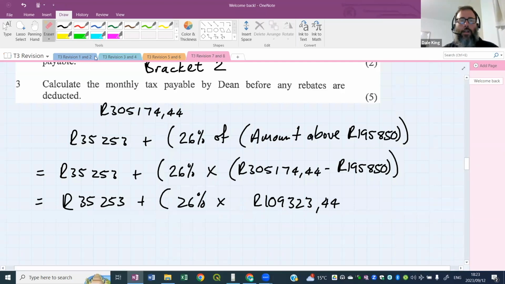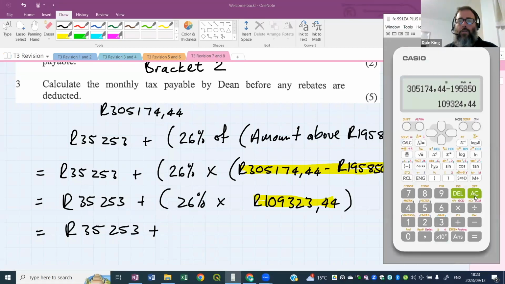Now, you don't need brackets. Brackets aren't going to make a difference here now. So I'm going to take that bracket away. So that's where we are. This part of the calculation gives us this value over here. Just for everyone to follow. And then we're going to move down. Now we need to take 35,253 and add on 26% of this value here. So I'm just going to do that now. 26%, as you all know, is 26 over 100. And I'm going to say times 109,323.44. There we go. So 26% of 109,000, blah, blah, blah. Yusuf.